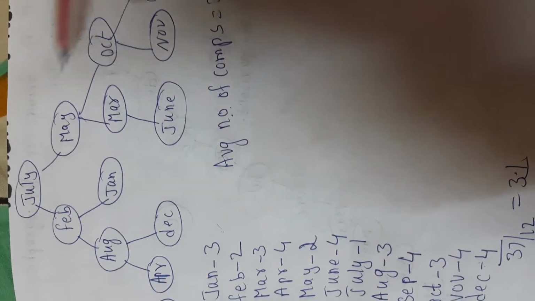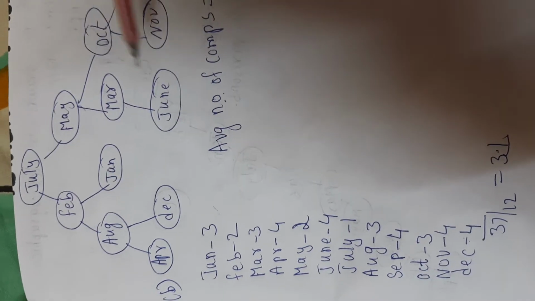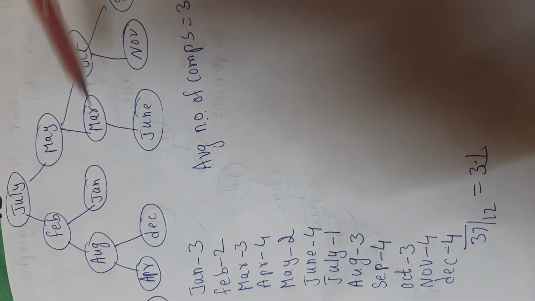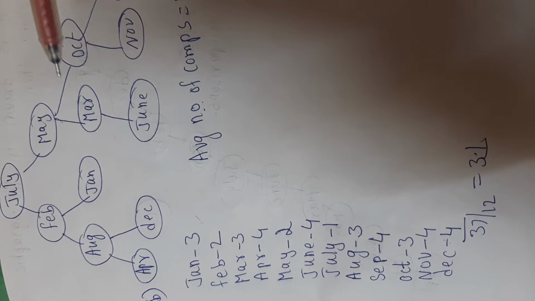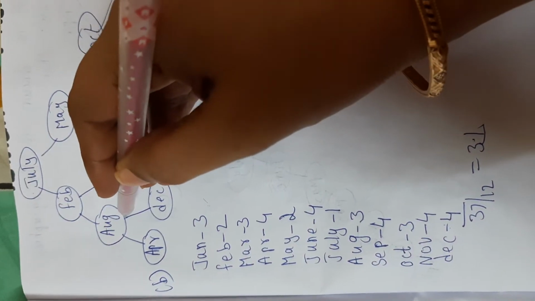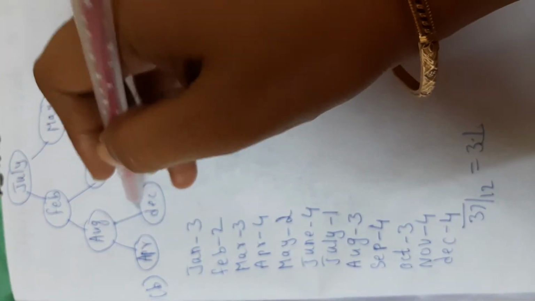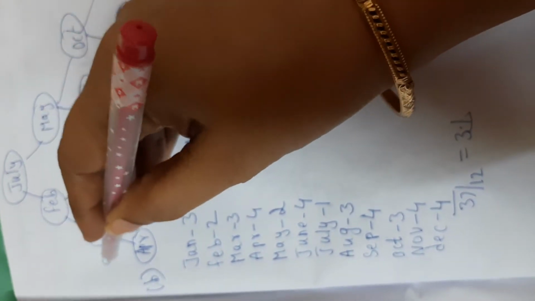Now coming to this one. Now is this an AVL tree? Yes, this is an AVL tree. If you want to find out for any node, it will be satisfying. For example, if I want to find out for August, the left is 1 and the right is 1. So 1 minus 1, 0.